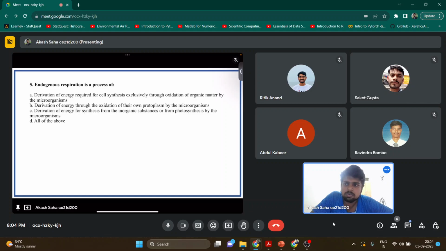So what is endogenous respiration? A. Derivation of energy required for cell synthesis. B. Derivation of energy through oxidation of own protoplasm of the microorganisms. C. Derivation of energy for synthesis from inorganic substances or from photosynthesis of microorganisms. D. All the above. So here we are talking about endogenous phase. In endogenous phase, there is a decay of microorganisms. So which statement defines endogenous respiration?